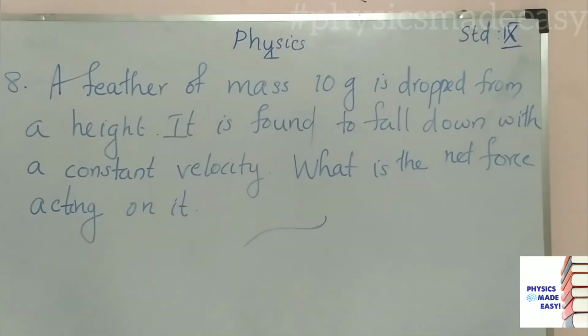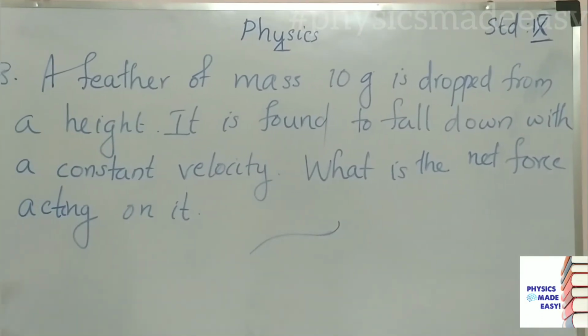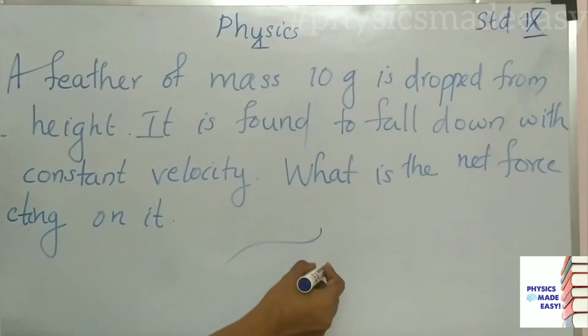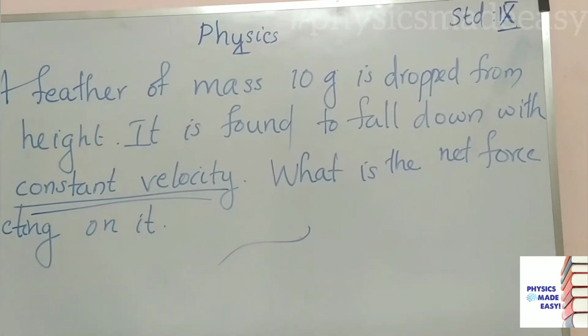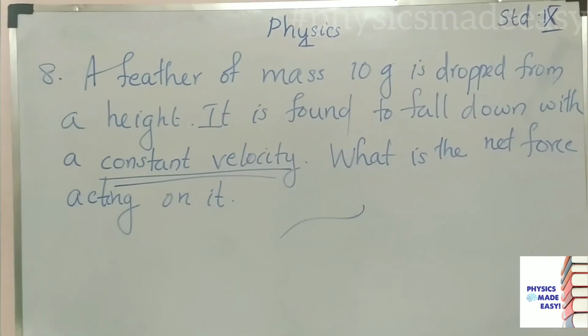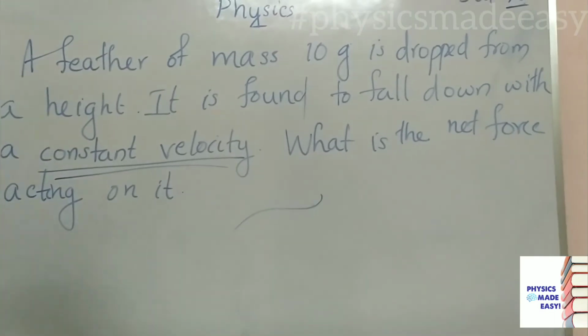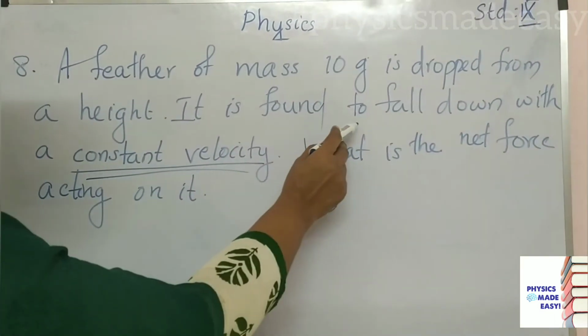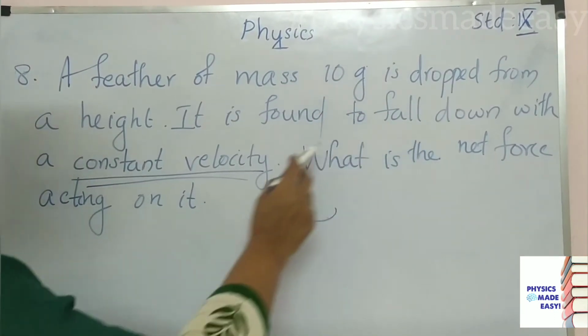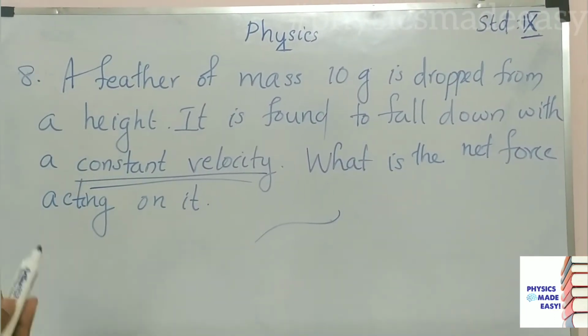Listen here, a feather of mass 10 gram is dropped from a height and it is found to fall down with a constant velocity. What is the net force acting on it? Here a feather of mass 10 gram is dropped from a height, but it is observed that it is falling down with a constant velocity.